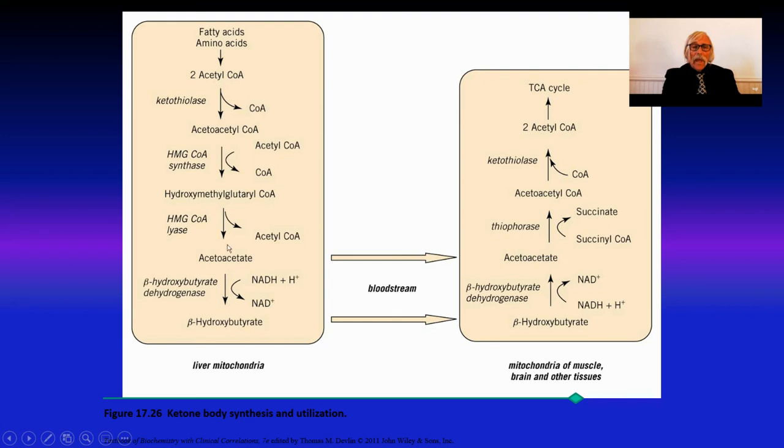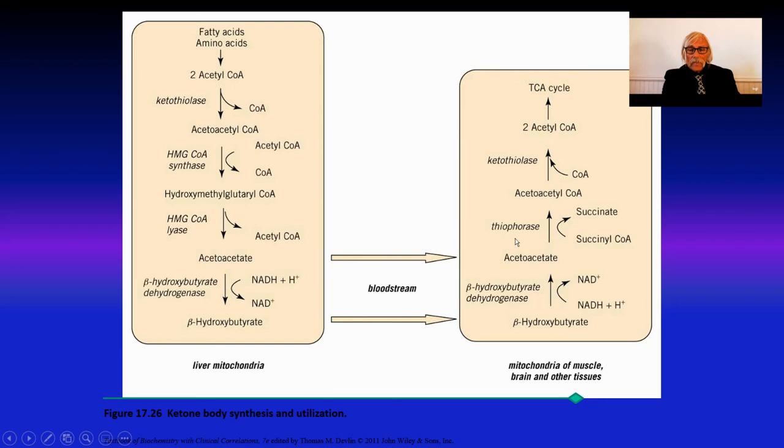Now, they are freely water-soluble carbon compounds. They make it through circulation, and then they end up in the mitochondria of muscle or the brain or any other tissue, really. And beta-hydroxybutyrate is reconverted to acetoacetate, now with the same enzyme, beta-hydroxybutyrate dehydrogenase. So now you are actually converting NADH to NAD, so you're using up some of the NADH.